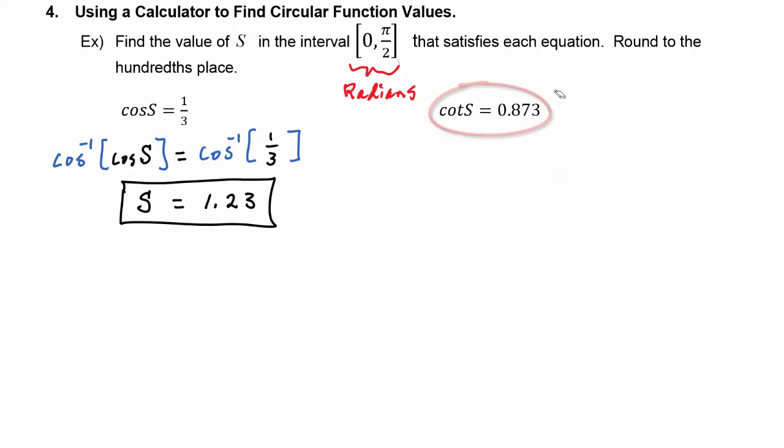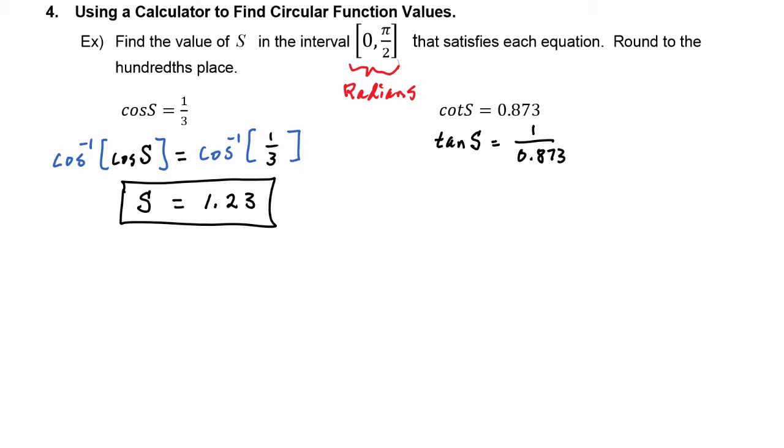Well, we notice that our calculator does not have a cotangent inverse button. We've done these kinds of equations before, so we're going to want to change this into tangent. So we know if the cotangent of s is 0.873, then that means the tangent of s is equal to 1 over 0.873.